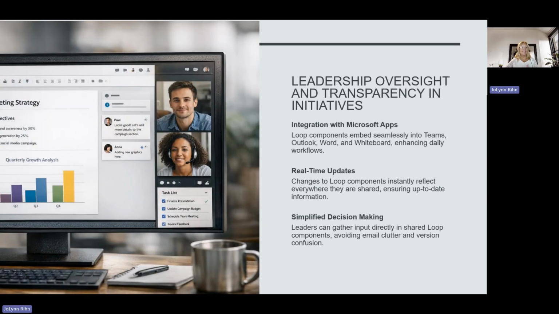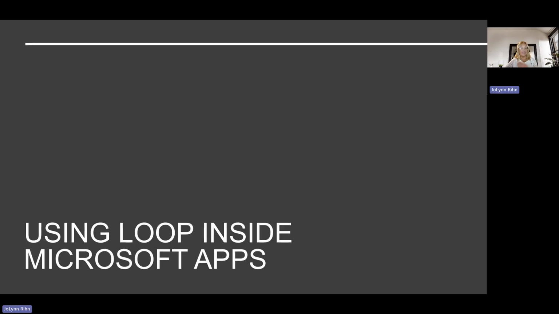Because Loop lives inside Teams, Outlook, OneNote, leaders don't need to change how they work to gain that visibility. You're already in tools that you're already using. It's just another piece inside it. So Loop shows up where leaders already spend their time.